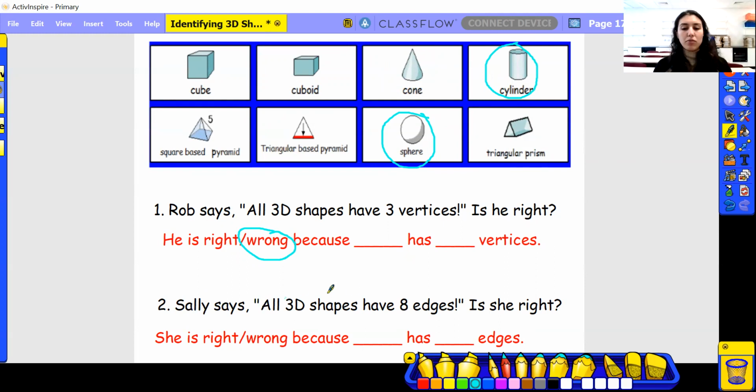Sally says all 3D shapes have 8 edges. Is she right? Well, once again, our sphere is a perfect example of how she is wrong because a sphere has 0 edges. Or I could have picked a different shape and said she is wrong because a triangular-based pyramid only has 6 edges.